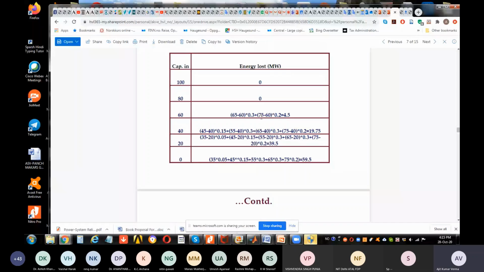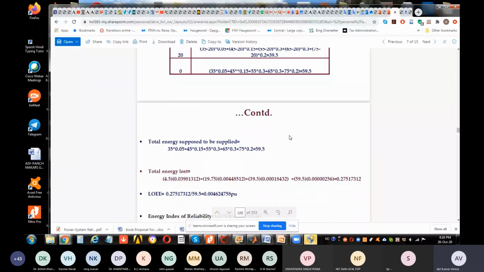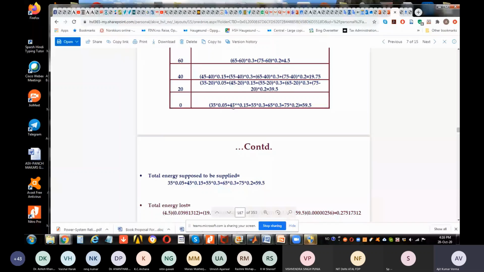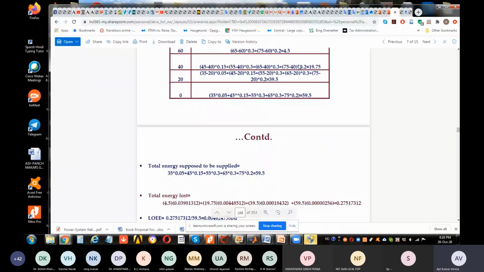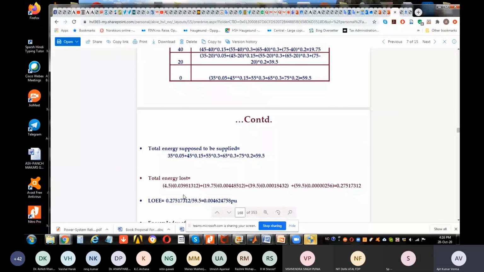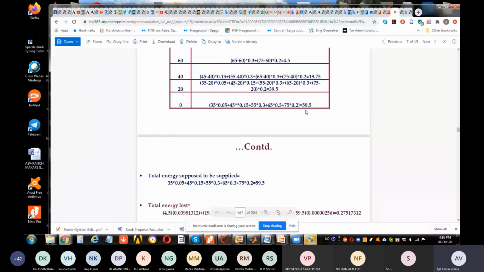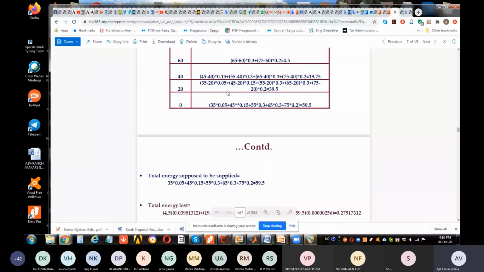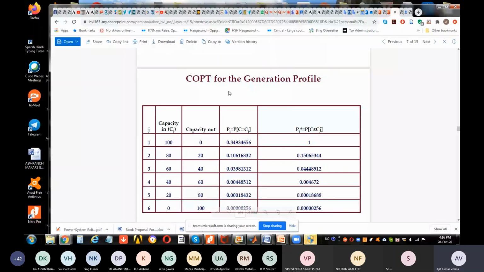So these are the various possibilities. Total energy which is supposed to be supplied when there is zero capacity gives you 59.5. Then total energy lost, when these possibilities of various peak loads are there, we sum up all these, the four of them, including zero, and that is 59.5 as well. And the probability of being in state zero is a number with 5 zeros and 256.